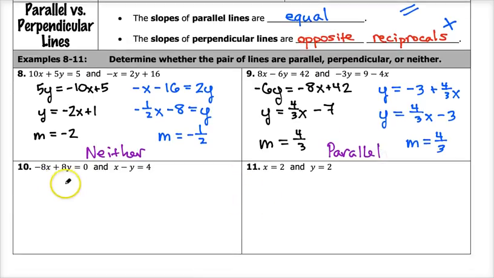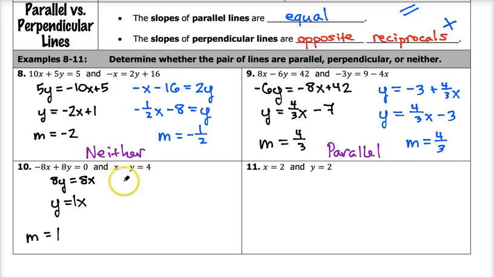Okay, number 10, negative 8x plus 8y equals 0 is the first equation. I need to add 8x to both sides so that I can get 8y equals 8x. And then I can divide both sides by 8, and that's going to give me y equals x for this equation. So think about what the slope of this line would be. If it's y equals x, well, the coefficient on x is 1, so we have a slope of positive 1 here for the first equation.